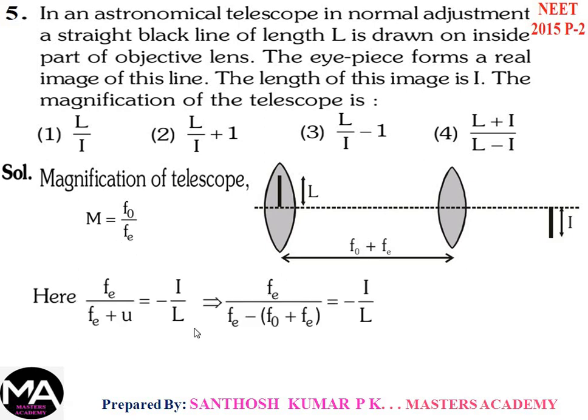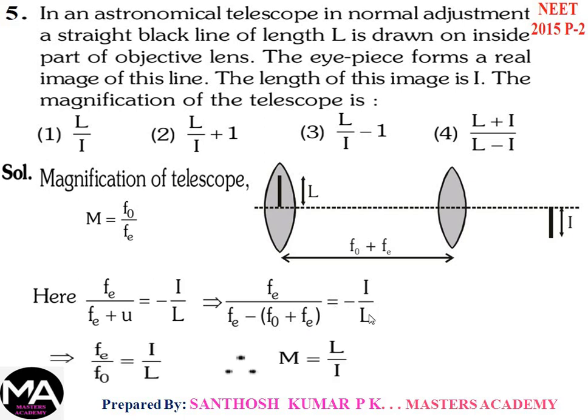Therefore, here Fe by Fe plus U is equal to minus I by L. That is the height of the image to the height of the object. Here, since the image is real and inverted, it is taken as negative. So Fe by Fe plus U is equal to minus I by L. So here U is equal to the tube length of the telescope. So the tube length of the telescope is equal to the distance between the objective and the eyepiece, that is F naught plus Fe.